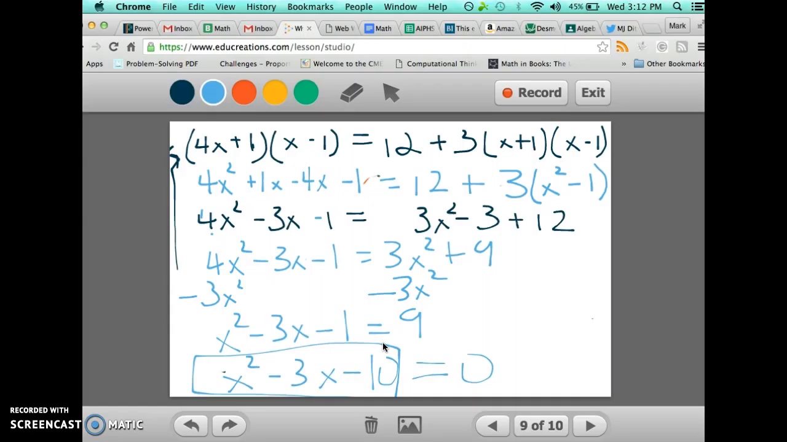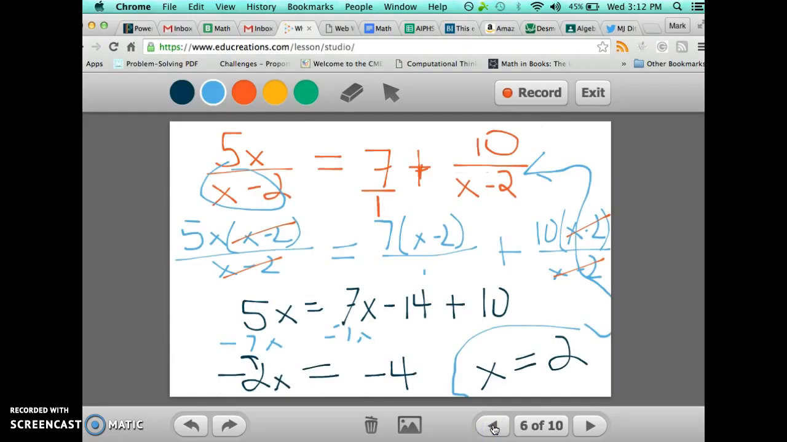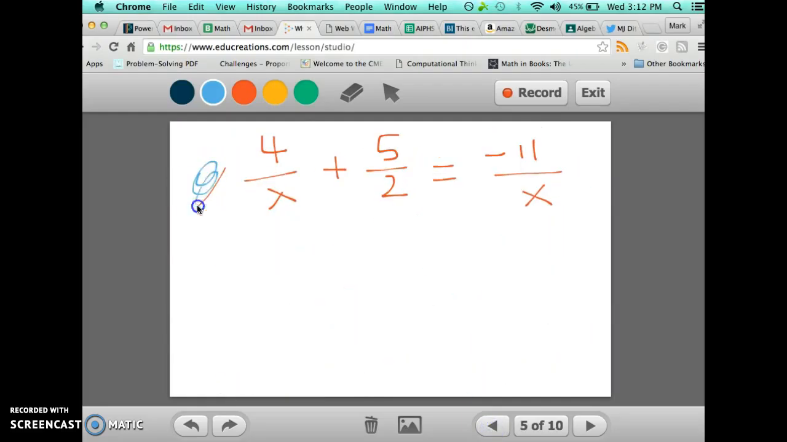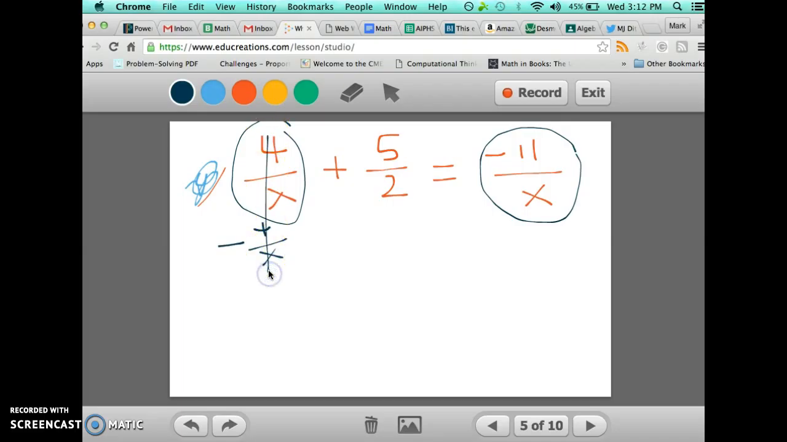Okay, so one more thing to try, or maybe two, but at least one. There's another method to doing this problem. Besides just multiplying by the LCD, the other method is to get it to be a proportion by combining. These are like terms, right? Or they have like denominators. So if I just subtract 4 over x from both sides, I'll cancel it out here, and I'll have 5 over 2 equals -11 over x minus 4 over x. And -11 minus 4 is -15.